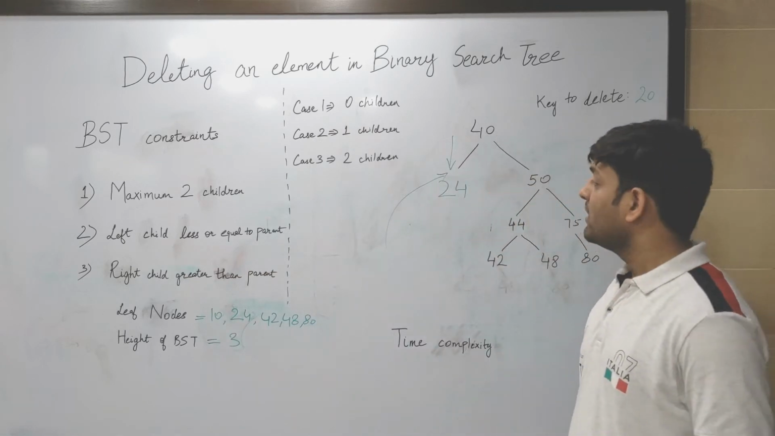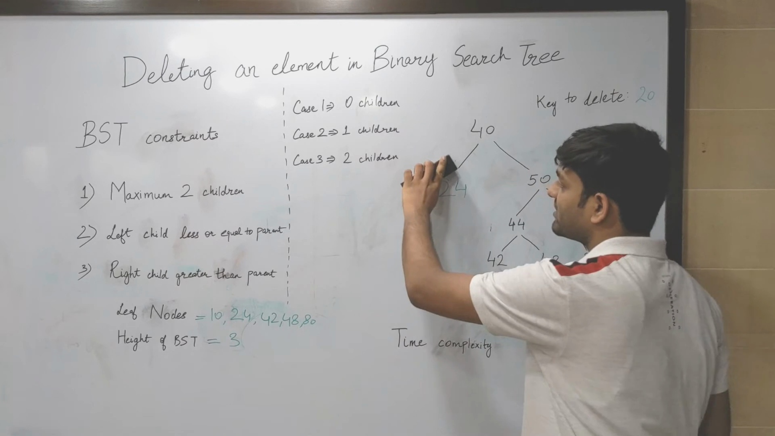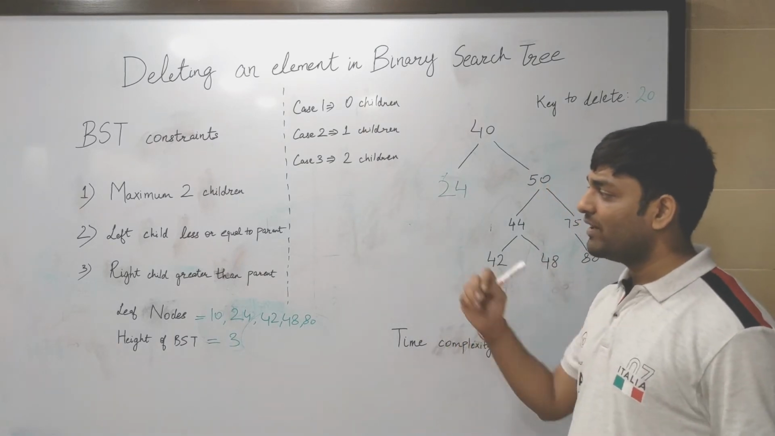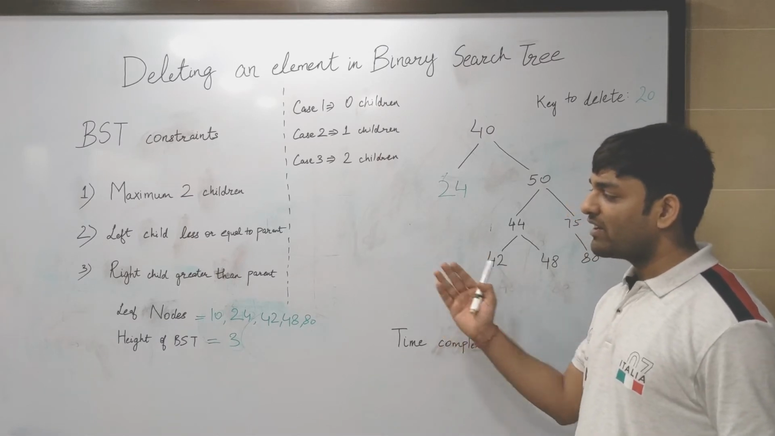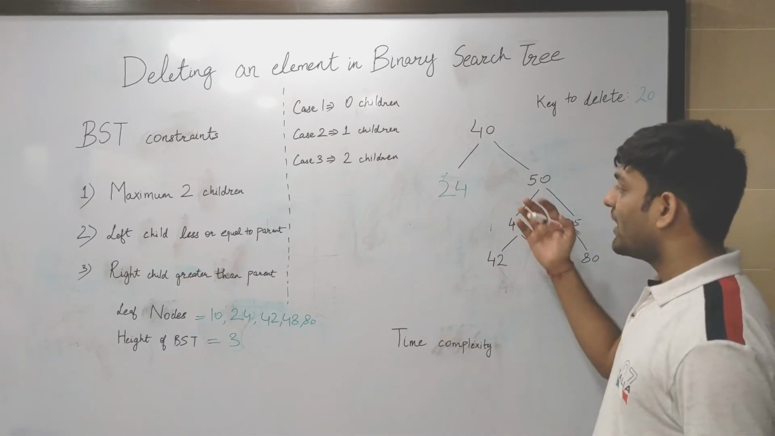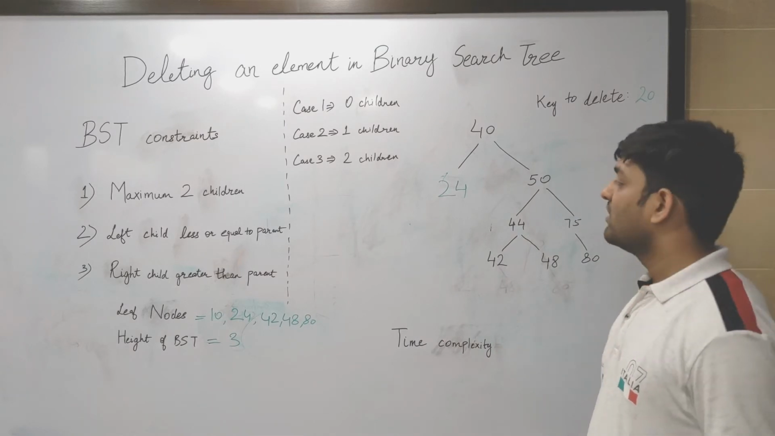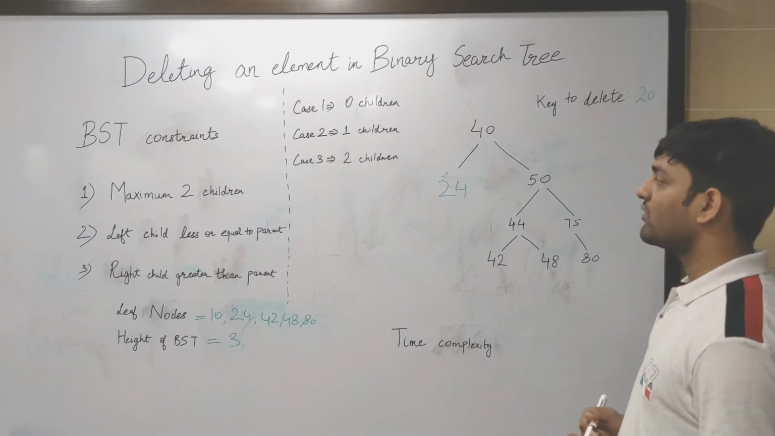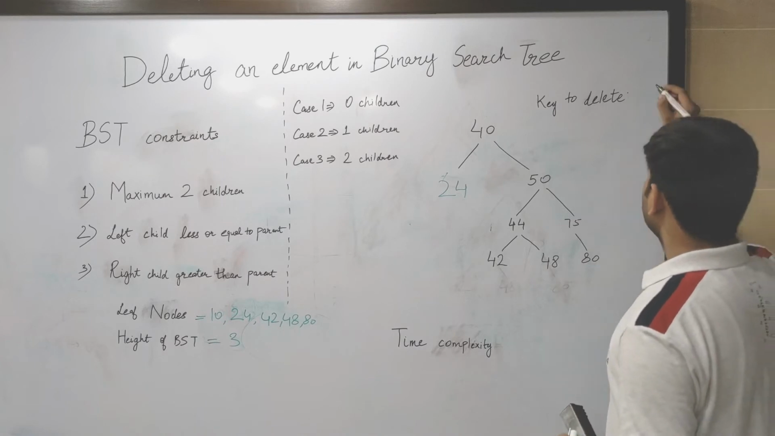As you can see, the 3 constraints of our BST, that every node should have a maximum of 2 children, left child should be less than or equal to parent value, and right child should be greater than parent, are all preserved in our case. So we can say this is a successful deletion. Now let's look at the third case where we have 2 children of the node that we want to delete. In our example, let's try to delete 50.